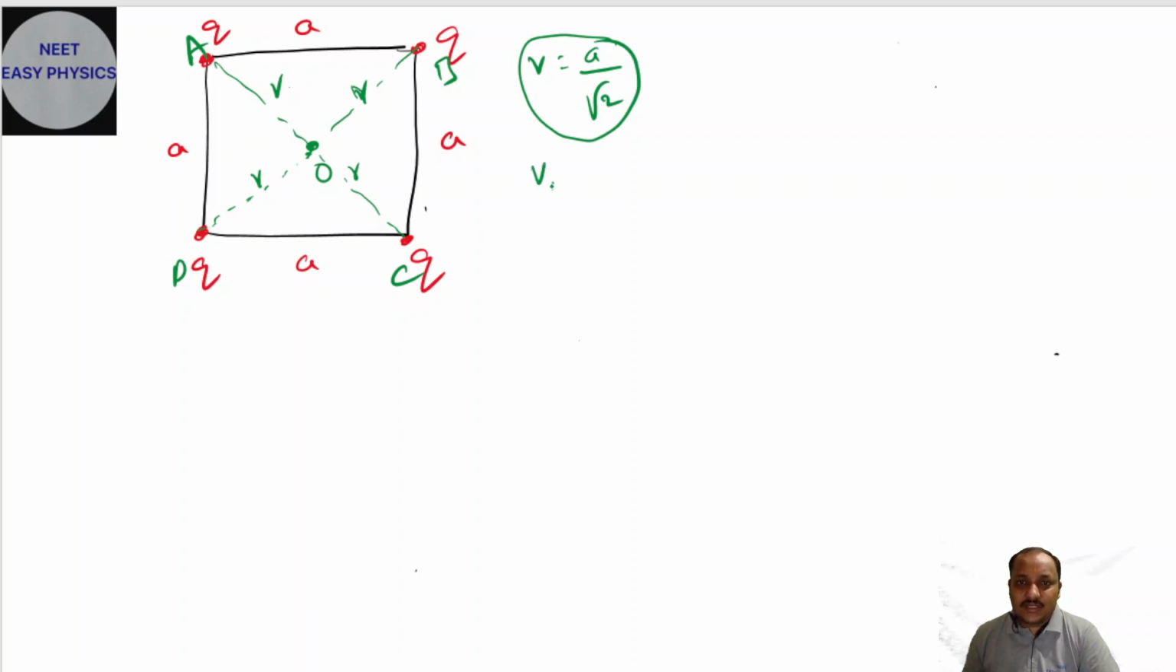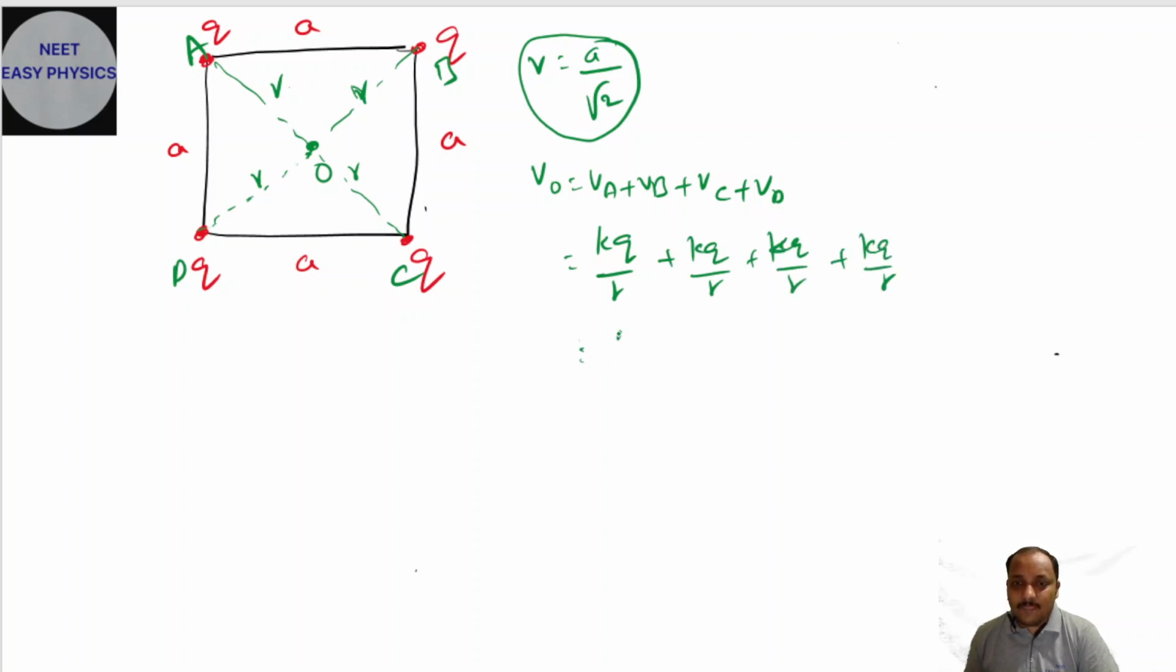Now potential at center V naught is equal to VA plus VB plus VC plus VD. VA means KQ by r, so KQ by r plus KQ by r plus KQ by r plus KQ by r. So 4 times KQ by r. This is the potential due to 4 charges at center.